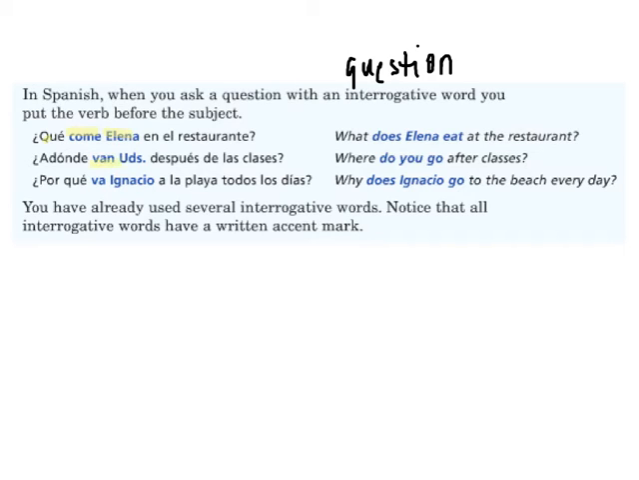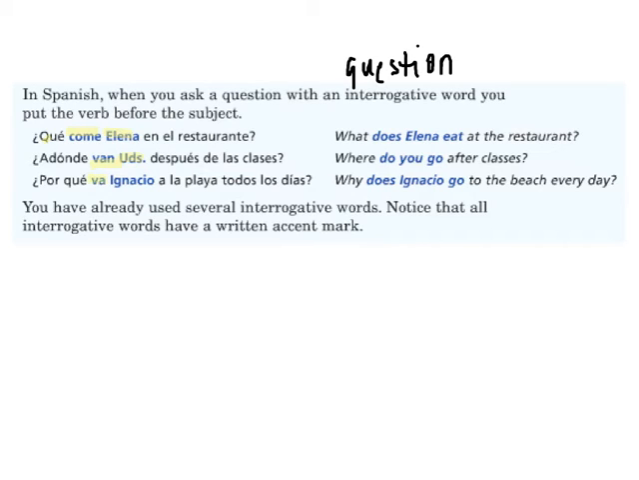¿A dónde van ustedes después de las clases? To where are you guys going after classes? Once again, we have the verb first and then the subject to show it's a question.